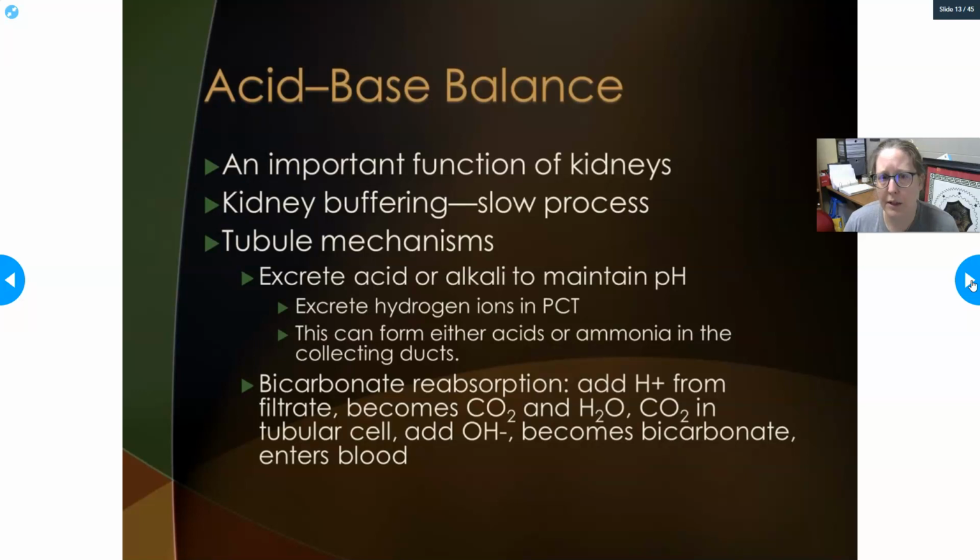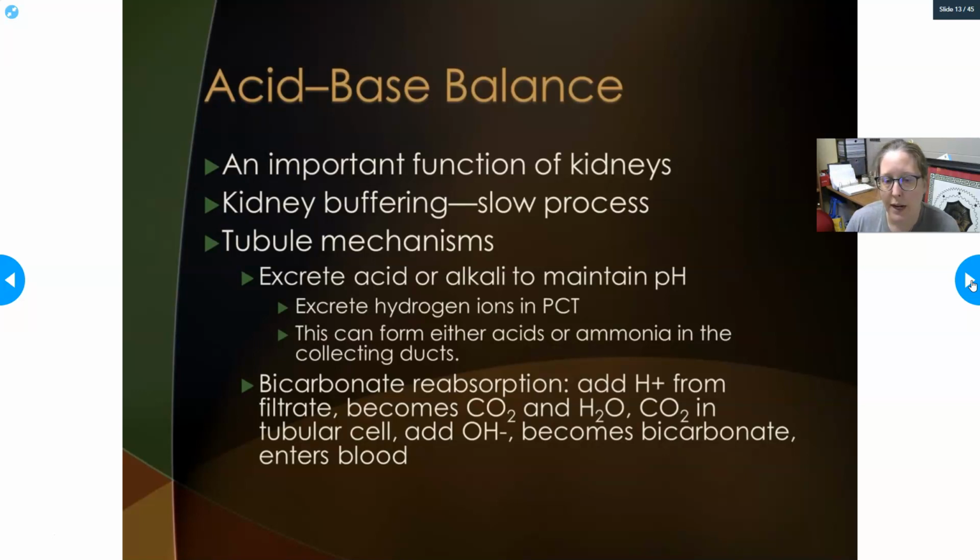A little bit on how the kidneys do acid-base balance. It's definitely an important function of the kidneys. The kidney buffering for acid-base is a slow process. It takes days, whereas the respiratory compensation can take minutes. Acid-base balance is done strictly through the mechanisms in the tubules, and basically it can either excrete the excess acid or excrete the excess alkali to help maintain the pH.